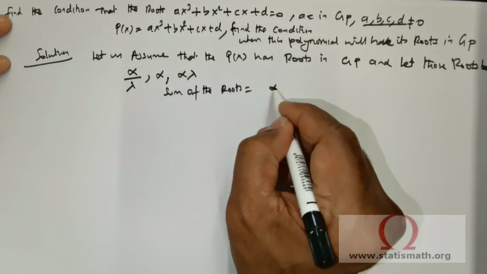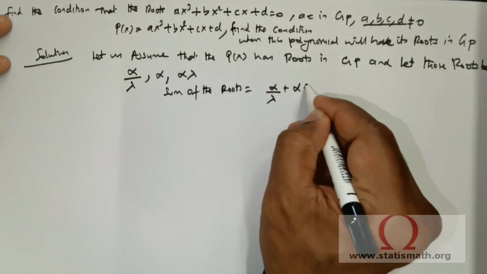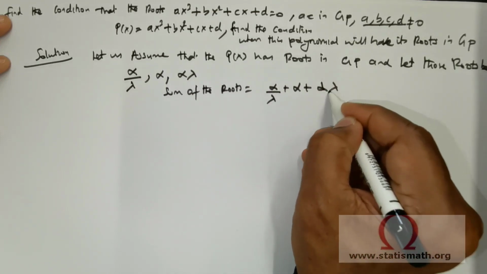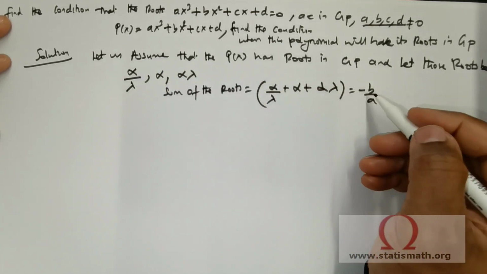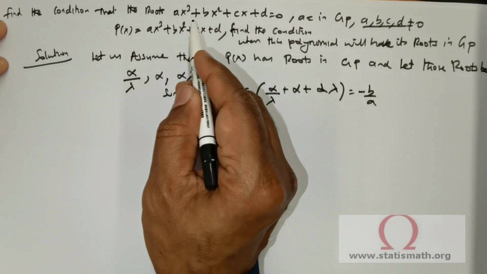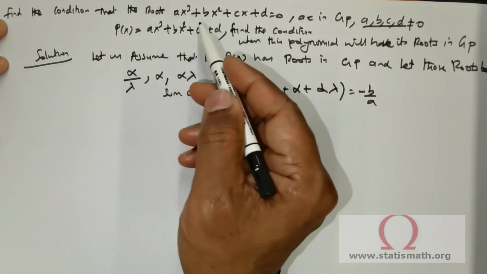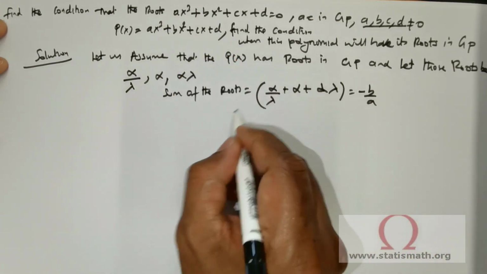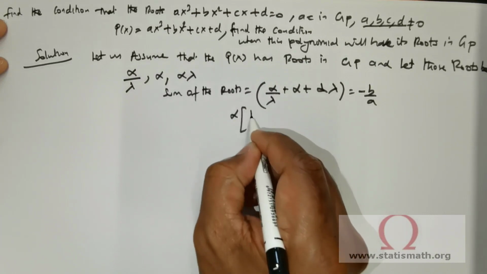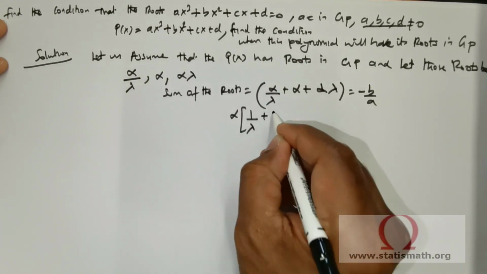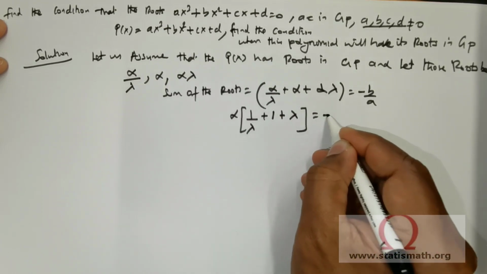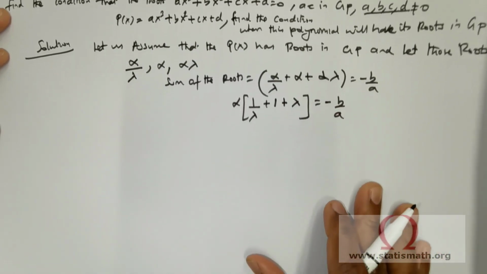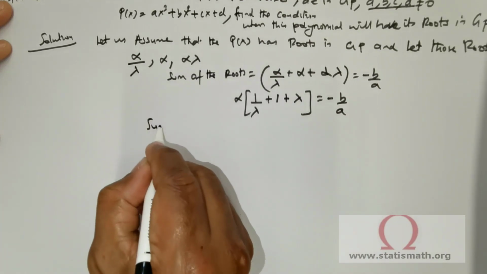So that's going to be alpha divided by lambda + alpha + alpha lambda is equal to negative b divided by a. It's already given as b, so there's nothing to change. So I can rewrite this as alpha (1 over lambda + 1 + lambda) is equal to negative b over a.